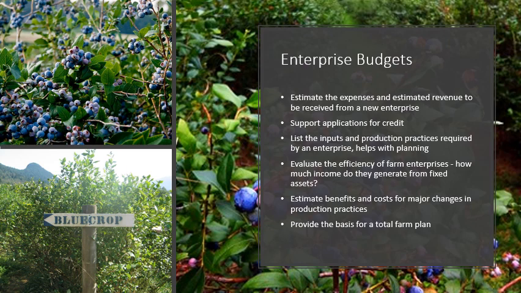It helps you estimate the benefits and costs of major changes in production practices. So once you've developed an enterprise budget and you've got a pretty good handle on the numbers and you really have an overall sense of your costs and your revenue, then you could start to do scenarios. You can start to change up some numbers and say, okay, if I were to double production or I were to reduce labor costs by 25%, what's likely to happen? What's the likely impact to be on my farm?